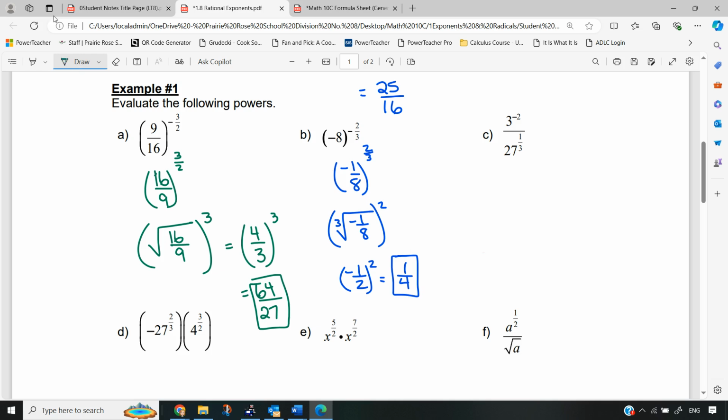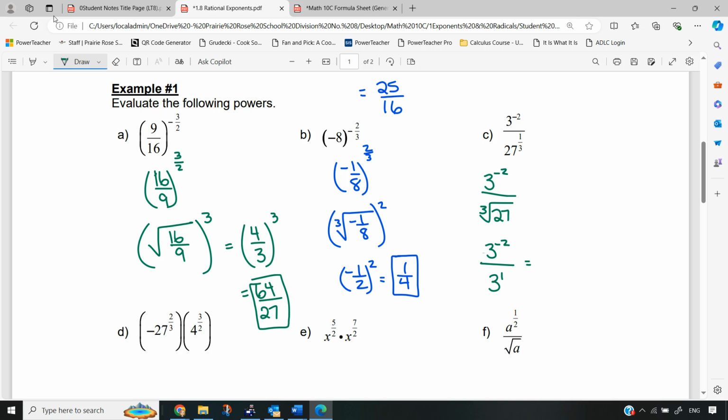Taking a look at C, I have 3 to the negative 2 and 27 to the 1/3. These are not common bases, so I cannot use my exponent laws. However, one option that I have is to actually evaluate 27 to the 1/3. So I have 3 to the negative 2. And 27 to the 1/3 is the cube root of 27. So that leaves me with 3 to the negative 2. And on the bottom, I have 3, which would be 3 to the 1.